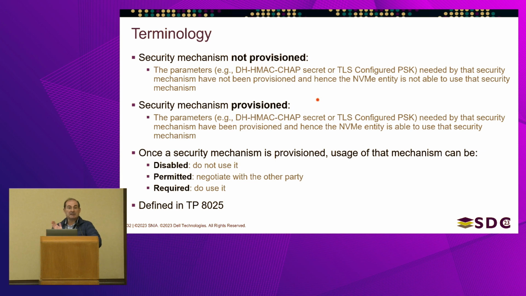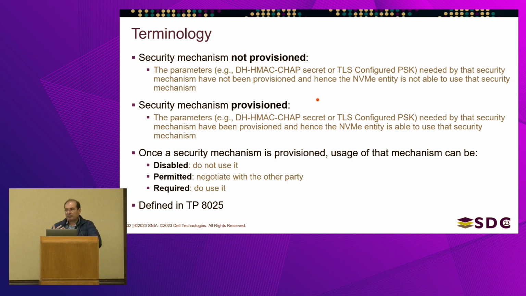A mechanism can be disabled, which means no matter what, don't use it. It's the same as if it is unprovisioned or you don't support that thing. You will not use it. Or it can be required, which means that no matter what, in order to continue your channel establishment, queue establishment, whatever, you need to authenticate, or there is no connection. That is required. It has to be used. And there is also a permitted case, which is something that you need to negotiate with the other party.